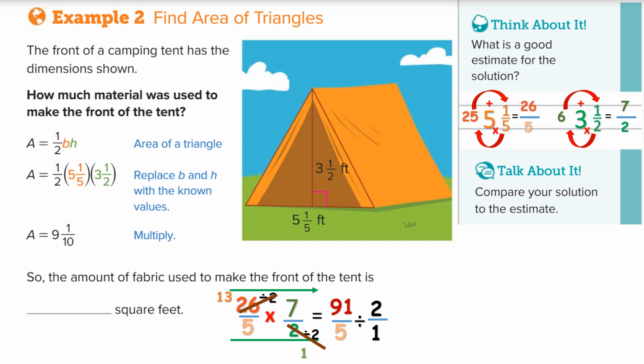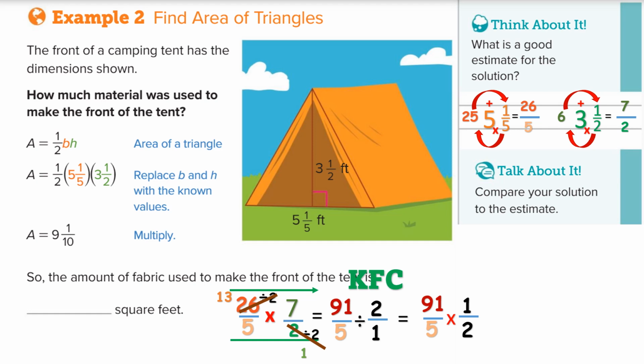But I can't do division of fractions. So once again, I have to KFC the math problem. I have to keep the first one, 91 over 5. I have to flip the second one. So instead of having 2 over 1, I'm going to have 1 over 2. And then I change, that's what the C stands for, the division into multiplication. I check to see if there's anything that I can cross reduce, and there's not.